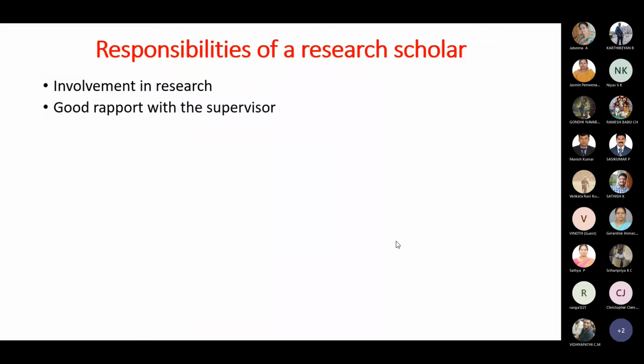Good rapport with the supervisor. We must have good rapport. We must have proper behavior. We must understand the supervisor. The supervisor has to understand the research scholar. That kind of chemistry should work between the scholar and the supervisor. They must have good rapport.